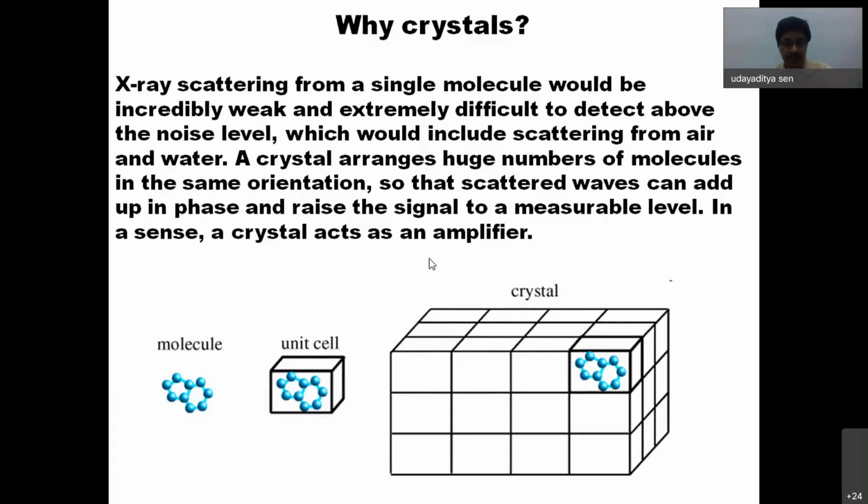It is very difficult to detect. So what the crystal does is, it is a three-dimensional repeated arrangement of atoms in every direction, three-dimensional repetition. So if we radiate with X-ray, the signal we get is an amplified signal. So the crystal basically acts as an amplifier.